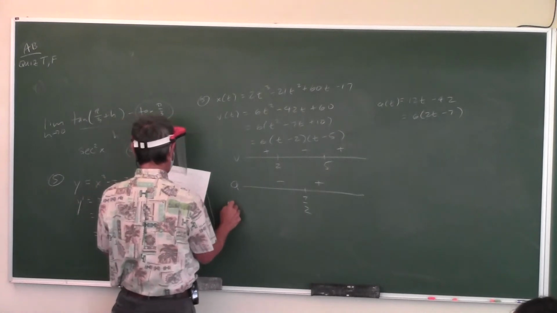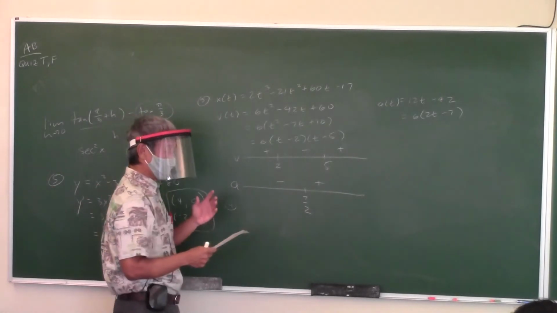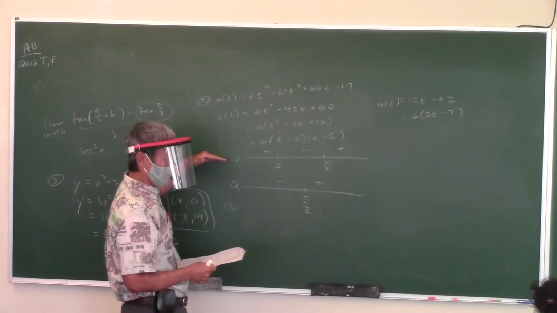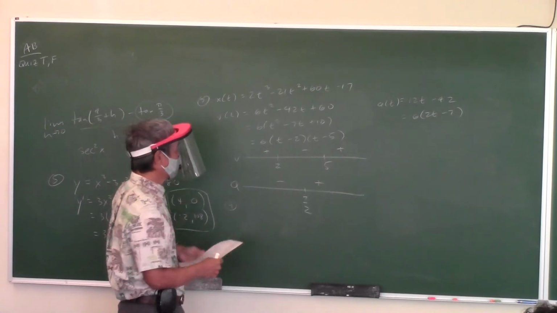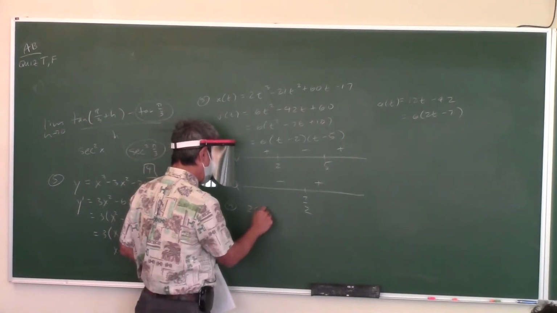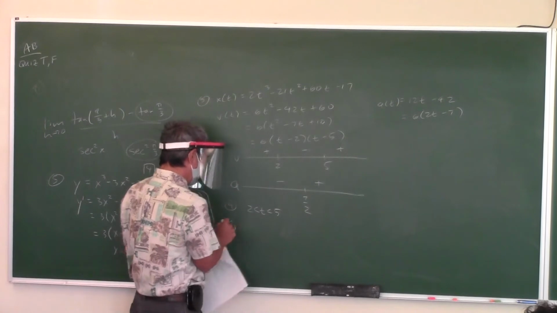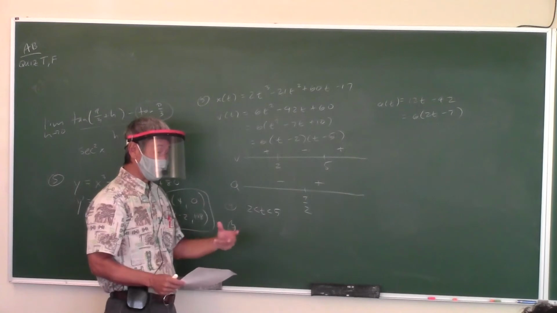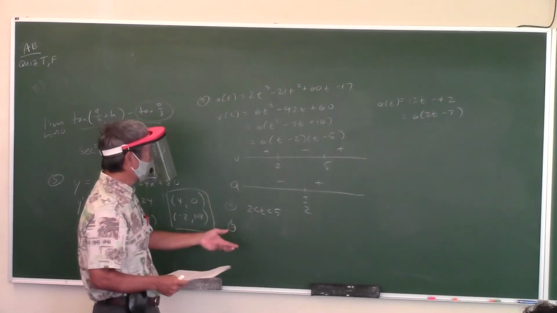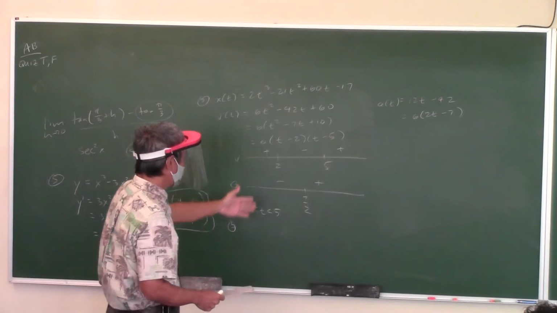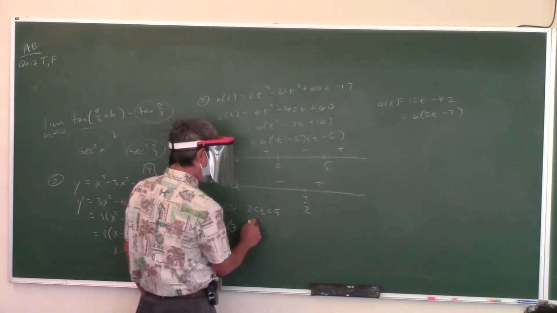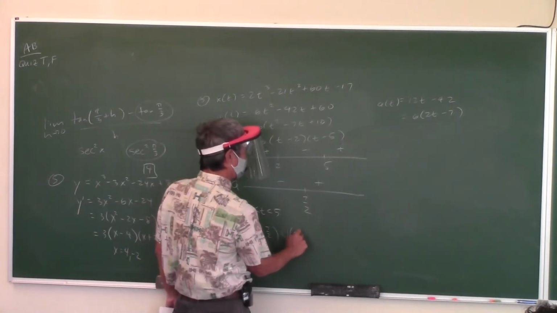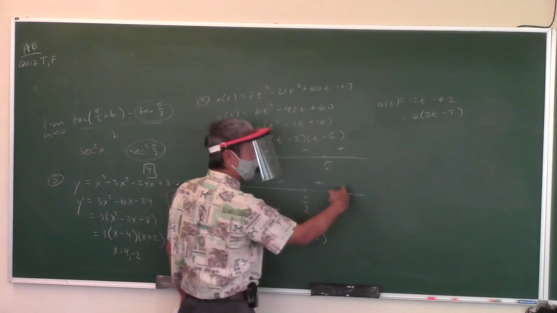Okay, let's answer all the questions. A, when is the particle moving to the left? When the velocity is negative. So just look at the velocity number line right here. When is the velocity negative? Between 2 and 5. Okay, B, when is the particle speeding up? When the velocity and acceleration have the same sign. So look at these two number lines. Where do they have the same sign? Between 2 and 7/2, because they're both negative, and then from 5 to infinity, because it's both positive there.